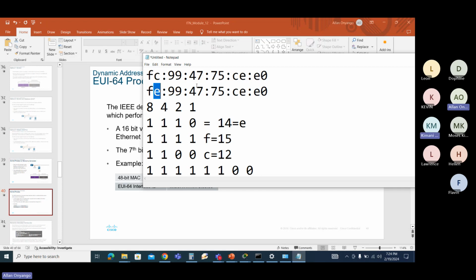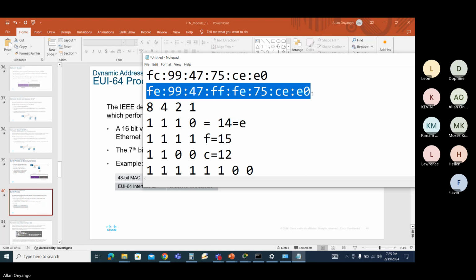Second rule and the last rule: insert a constant number in the middle. Where is the middle here? The middle is here, isn't it? Is that true? Yes, we have three parts and three parts the other side. Insert the following number: FF and FE. That one is constant. That one does not change. FFFE. And trust me, how many parts are we having now? Eight.